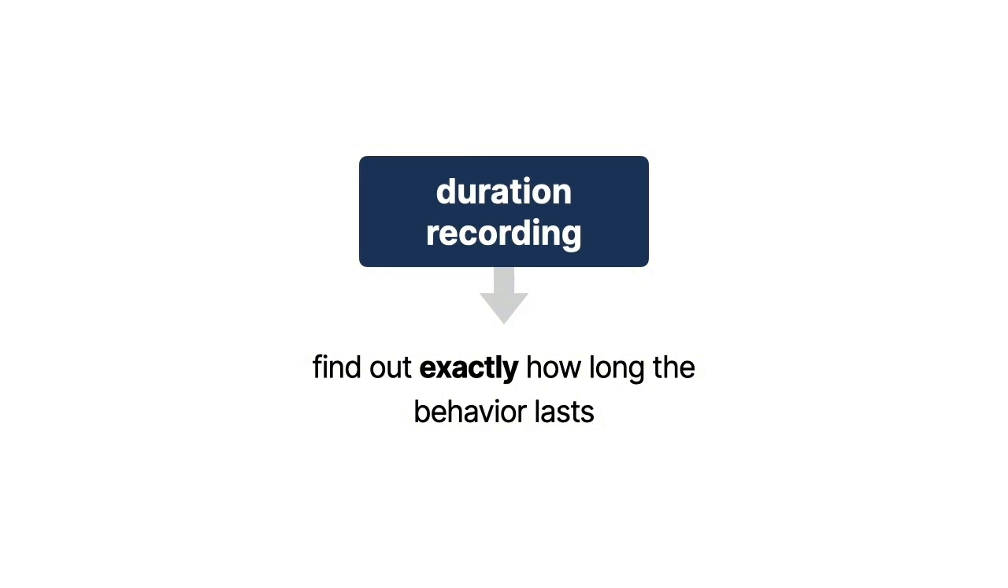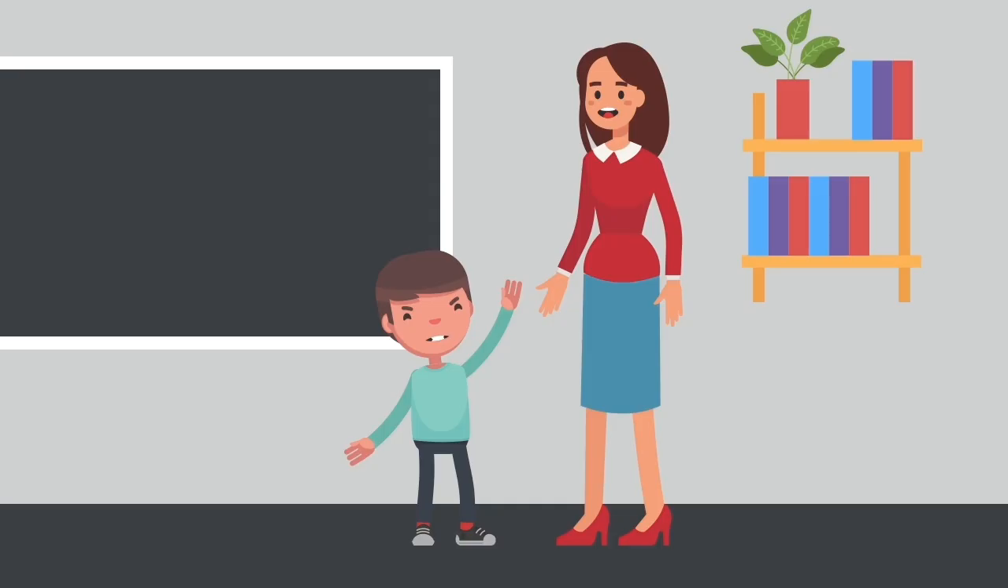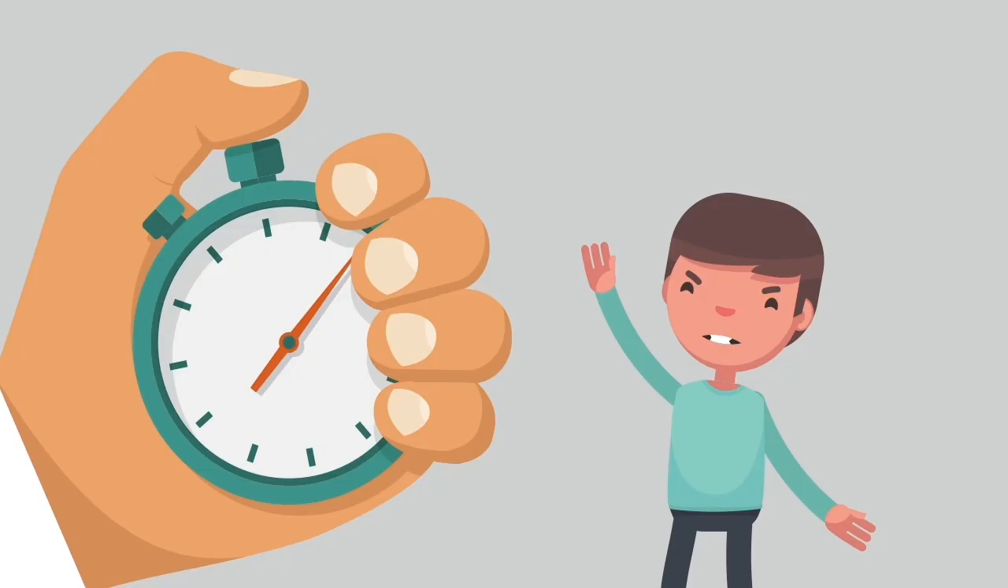With duration recording, we are finding out exactly how long the behavior lasts. Sometimes, collecting duration data accurately and consistently is easier said than done. For example, a student might frequently engage in physically aggressive behaviors when he was given a task demand, and you might be the one giving the task demands. The student might frequently try to bite, scratch, kick, and spit on you when prompted to complete a task within the school setting.